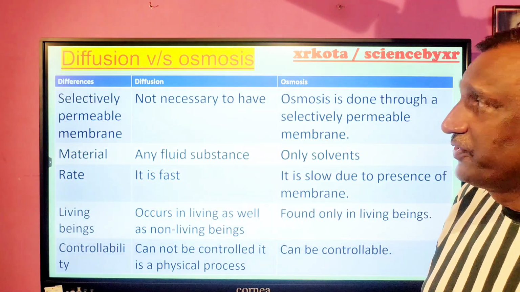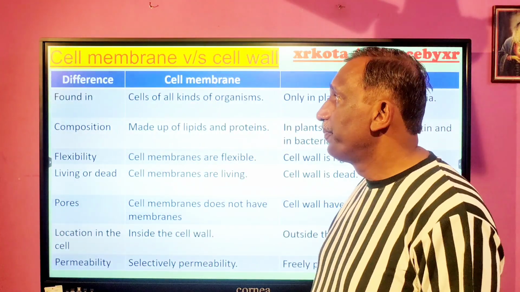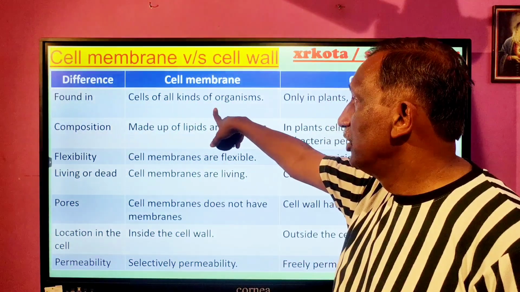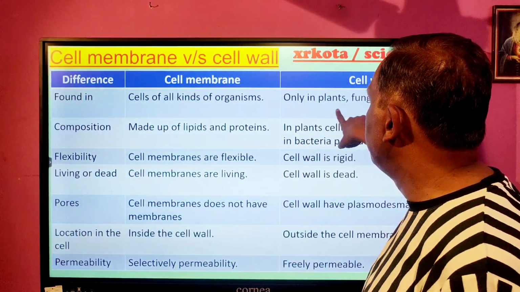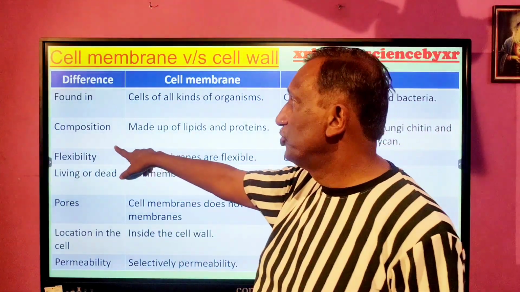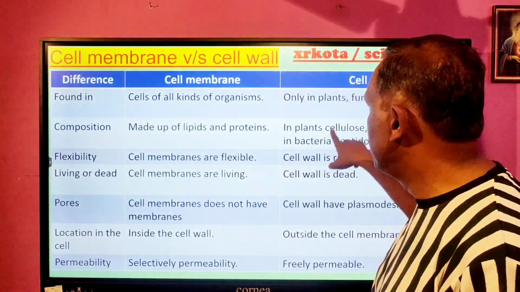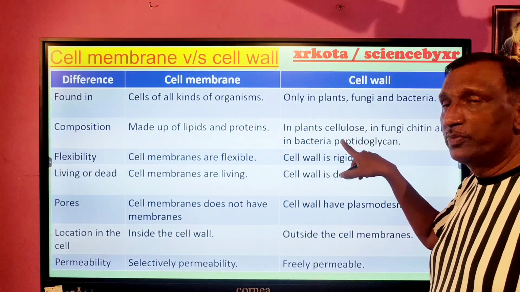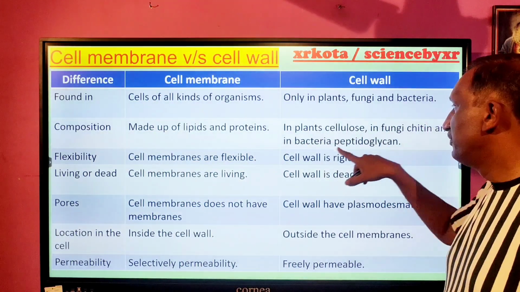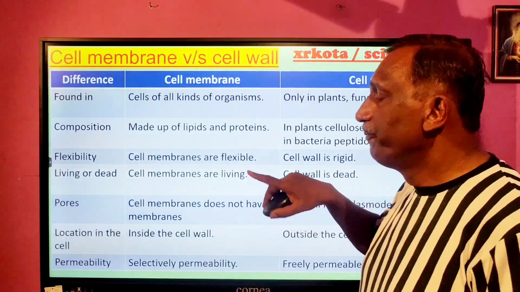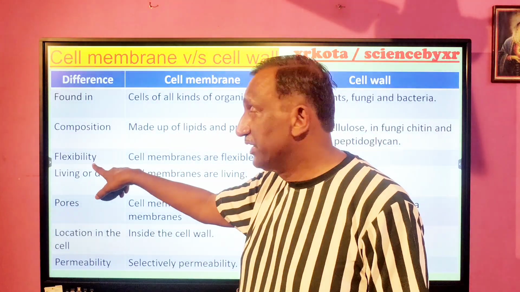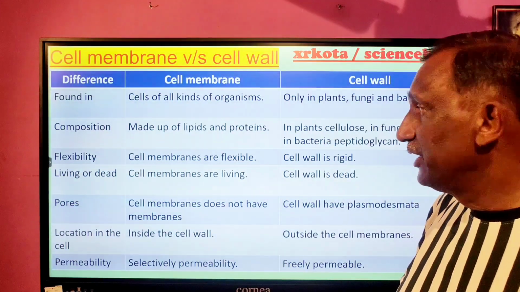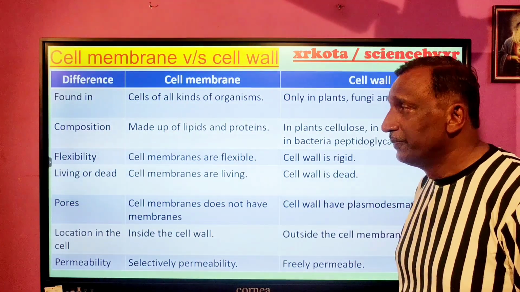Now let us see the differences between cell membrane and cell wall. Cell membrane found in all the organisms, whereas cell wall found only in the fungi, plants and bacteria. Composition: cell membrane is made up of lipids and proteins. Cell wall is made up of cellulose, hemicellulose, lignin, pectin, suberin in plants, and chitin in fungi, and peptidoglycan in bacteria. Flexibility: cell membrane is highly flexible, elastic, whereas cell wall is rigid.